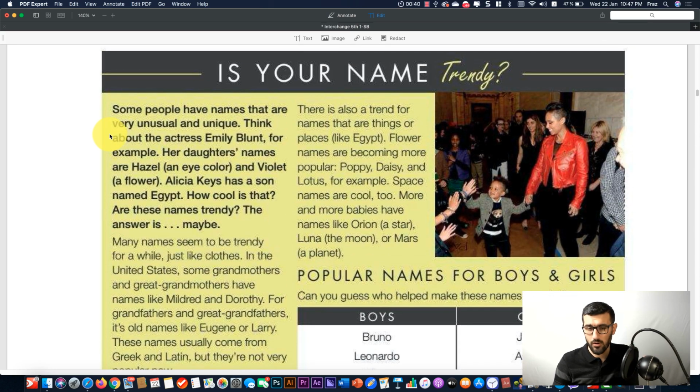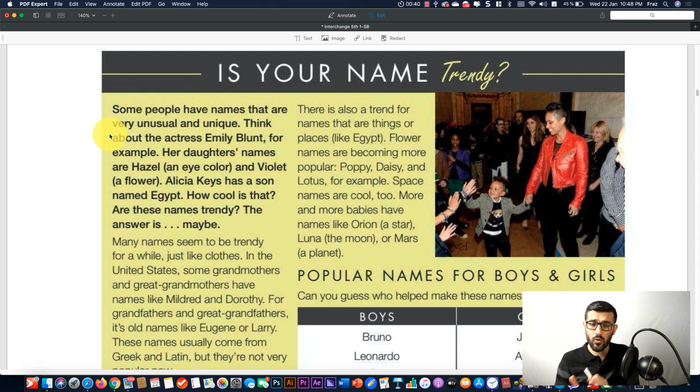Let's find more. There's also a trend for names that are things or places, like Egypt. Flower names, as I already said, we have Egypt. Flower names are becoming more popular, okay? We have Poppy, Daisy, and Lotus. For example, space names are cool, too. More and more babies have names like Orion, which is a star, Luna, which is the moon, or Mars, which is a planet. So these names are getting more and more popular these days.